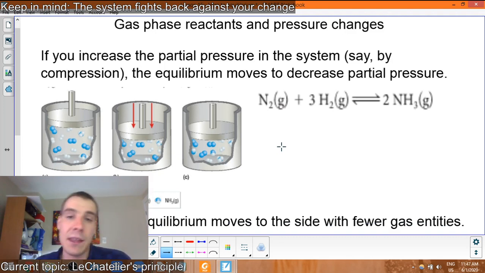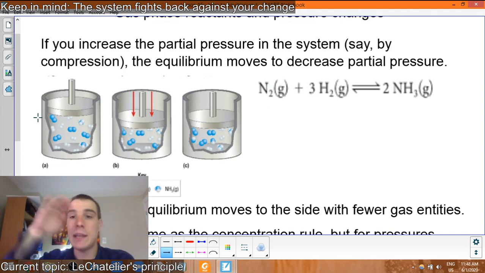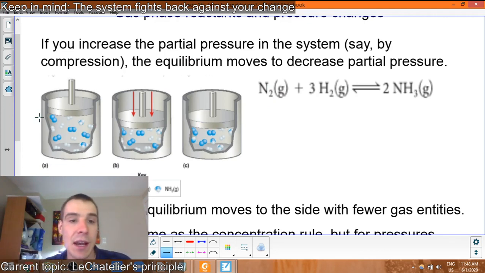LeChatelier's principle with gas phases is interesting because of pressures. You can actually affect the pressure by increasing or decreasing the pressure of the entire system, but only by squeezing. And what happens there is you just get more collisions, right? When you squeeze it, you get more collisions, just like heating it up or cooling it down. When there's more collisions, the side that has more collisions becomes faster. And so when you squeeze this, when you go high pressure, this will push towards the lower pressure side.